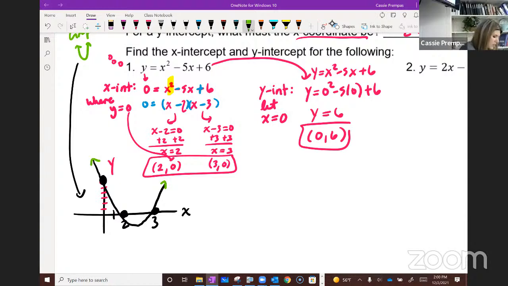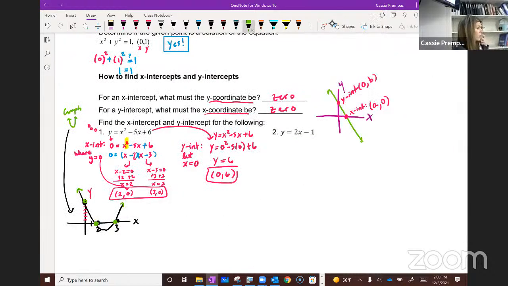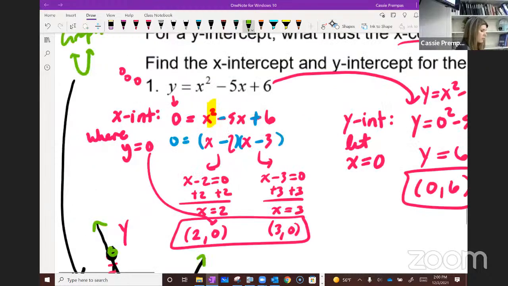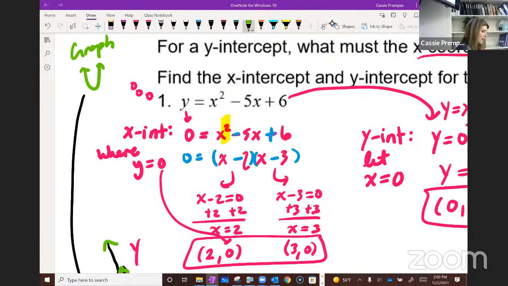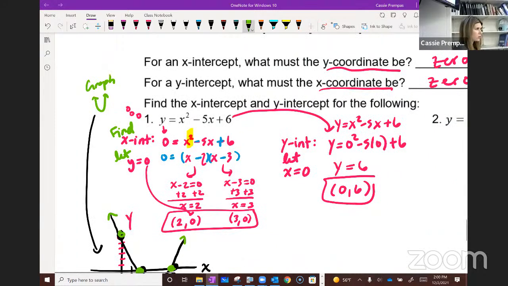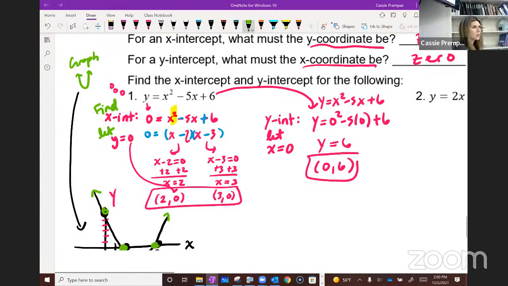So to find this point and this point, you used what you know about x-intercepts and y-intercepts. The x-intercept is always where y equals 0, so we let y equal 0. In fact, maybe this is the word that's tripping us up. To find the x-intercept, you would let y equal 0 and solve. Katie, does that help seeing it visually? Yeah. Allison.